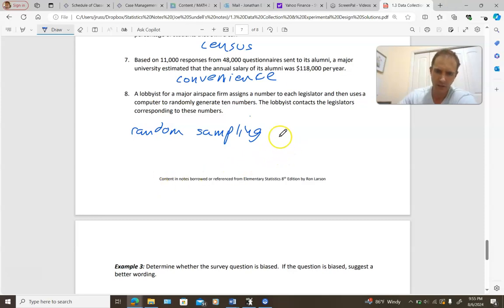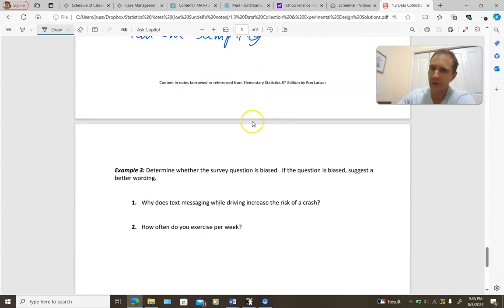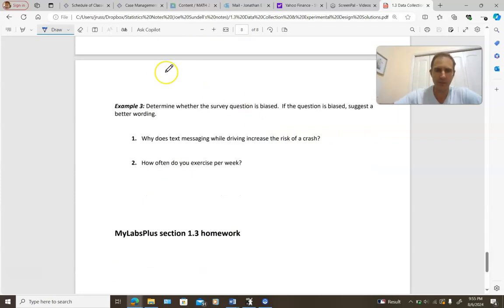All right. The last thing we're going to talk about, guys, is bias. Okay, so we previously saw some examples of how bias can elicit certain types of responses from respondents. Just simply the way you word a question, because our words carry with them emotion. The things that we say, there's emotion attached to what and the way we say things or express ourselves. So let's look at this number 3. It says determine whether the survey question is biased. If the question is biased, suggest a better wording.